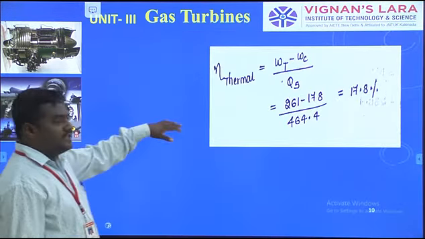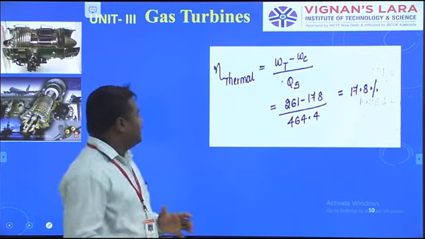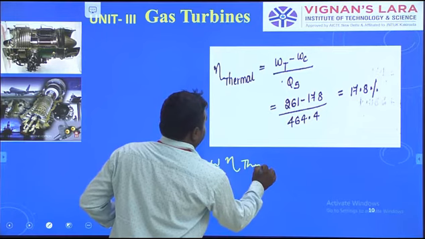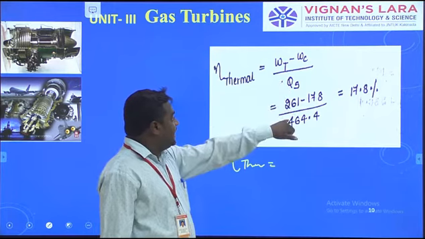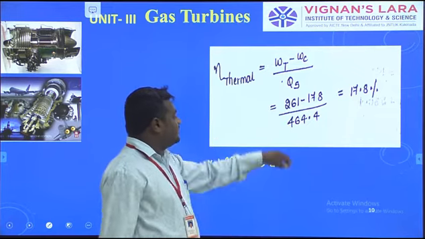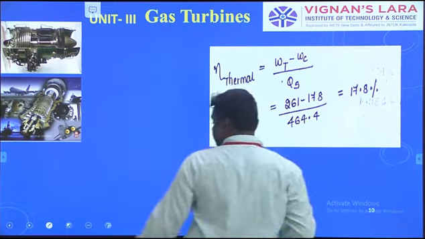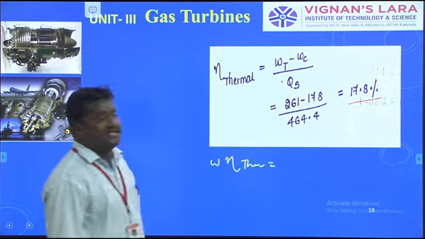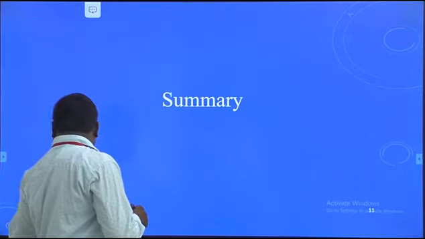So finally, this is the thermal efficiency of the overall compressor and turbine. The formula for the thermal efficiency is WT minus WC by QS. We already found the WT, and we know the compressor work done already, and the power, that is 464.4. So finally the thermal efficiency is 17.8%. This is the overall description of the compressor and turbine formulas and problems.